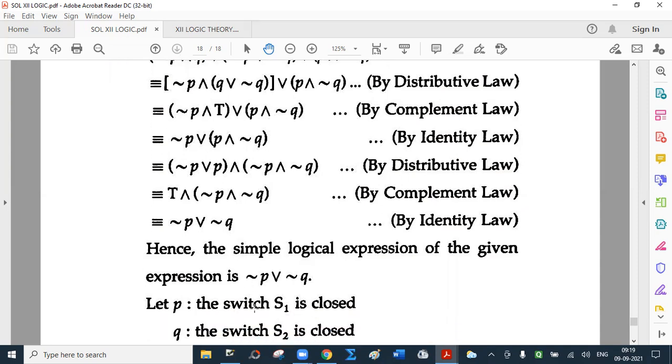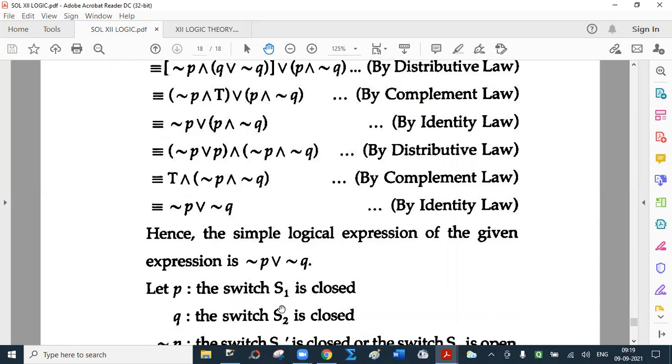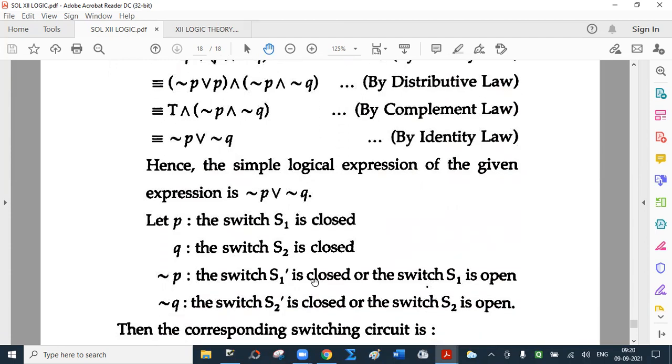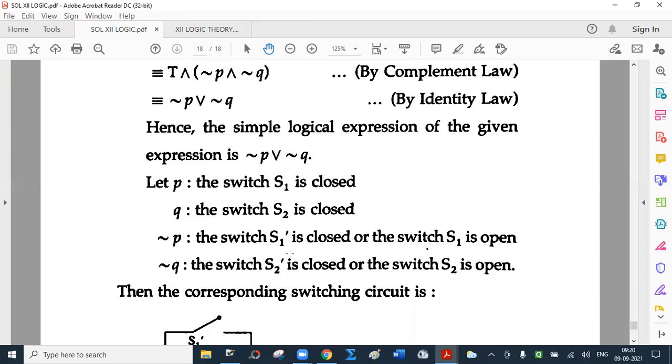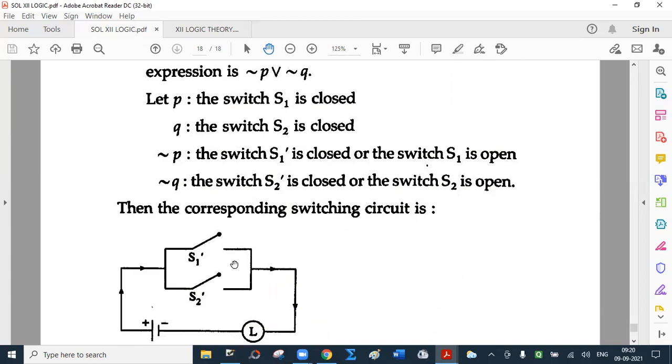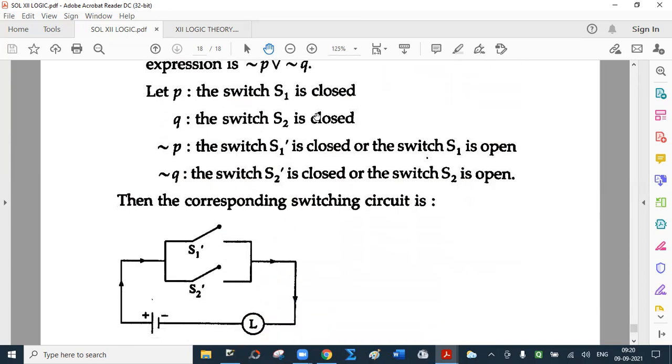So let P stand for switch S1 is closed, Q switch S2 is closed. So not P, switch S1 dash is closed or switch S1 is open. Same thing. Same for not Q. So the given switching circuit reduces to this one.